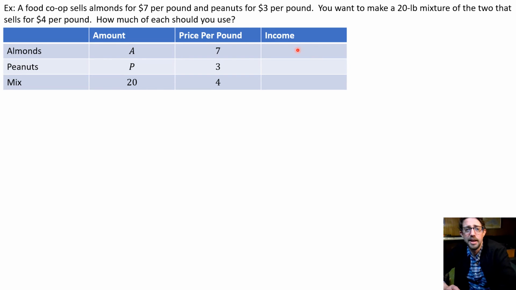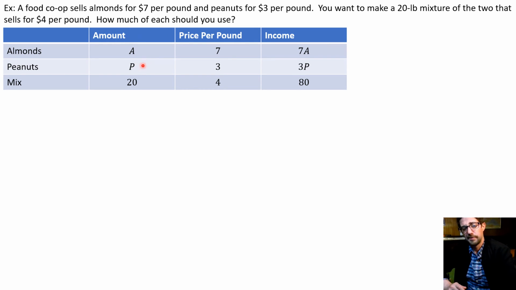And then the income. So if you sell A pounds of almonds at $7 a pound, your income from that part of the mix is 7A, right? 7 times A. Your income from this part of the mix is 3 times P. Your income for the entire mix: you want to make a 20-pound mixture that sells for $4 a pound. So the total you're going to get off that mixture is 80 bucks. Okay, so they're all products. But that wasn't given, right? We had to think a little bit to even get that number.